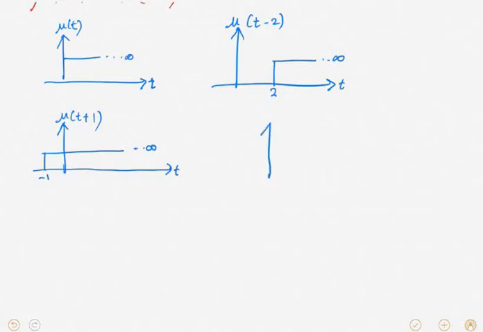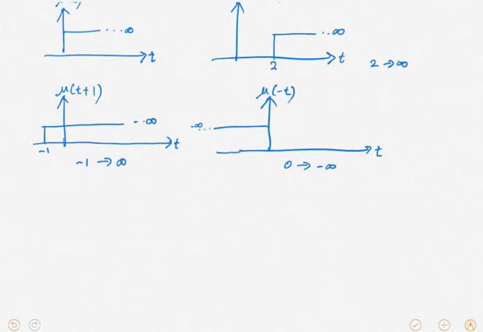Okay, what about u(-t)? If u(t) is 0 to infinity, then u(-t) is from 0 to negative infinity. Okay, so it starts from 0 to infinity, and 0 to negative infinity. So this one is 2 to infinity, and this one is negative 1 to infinity.